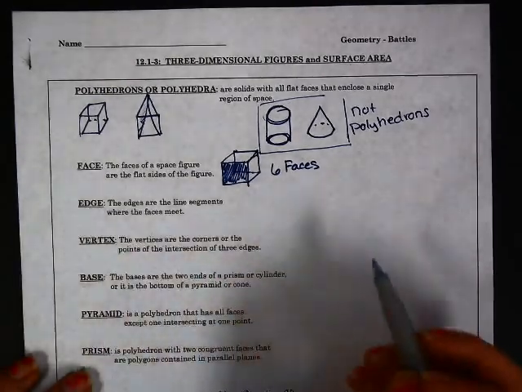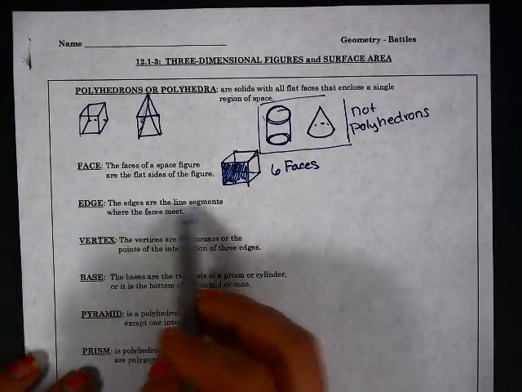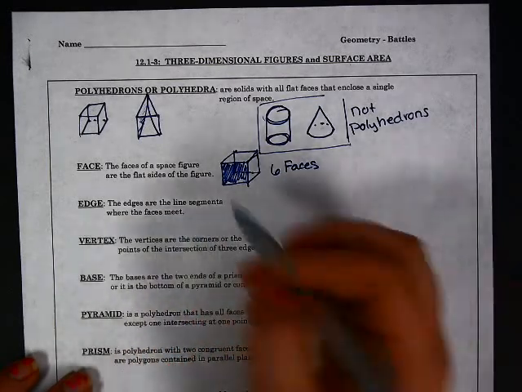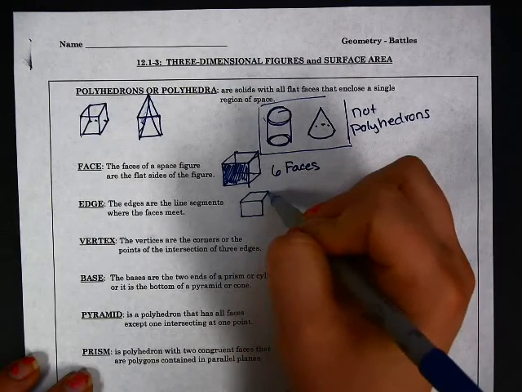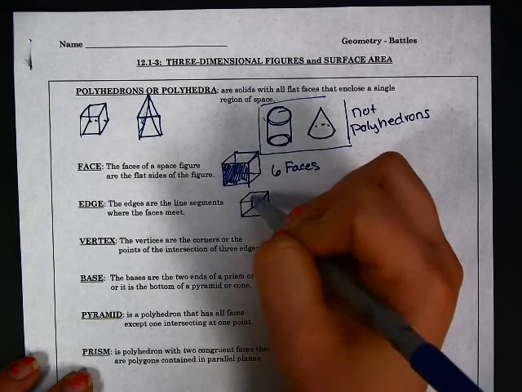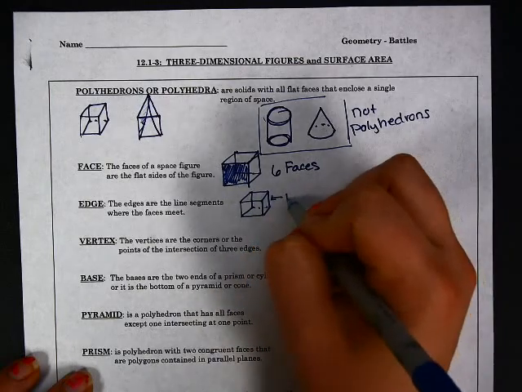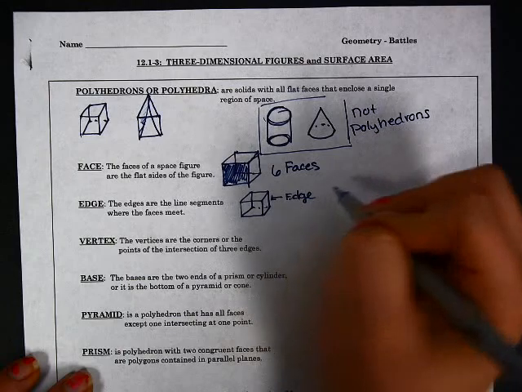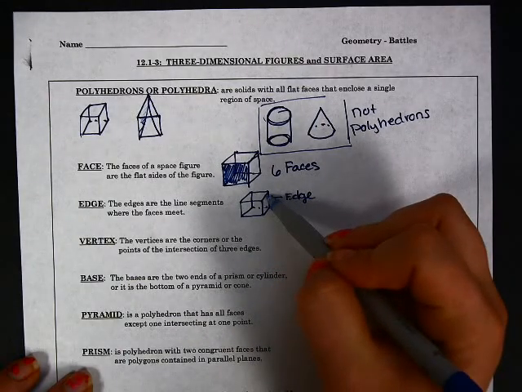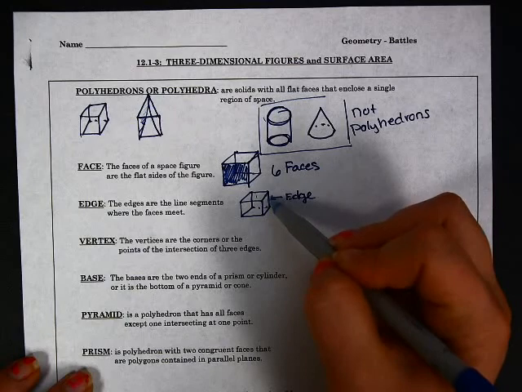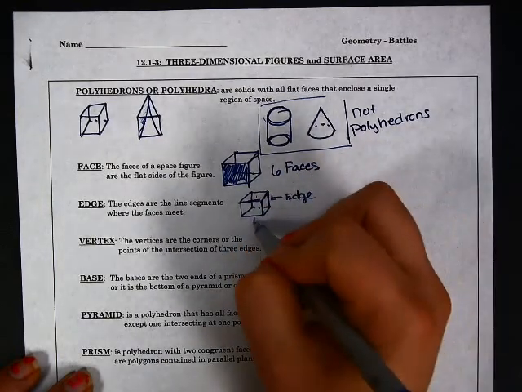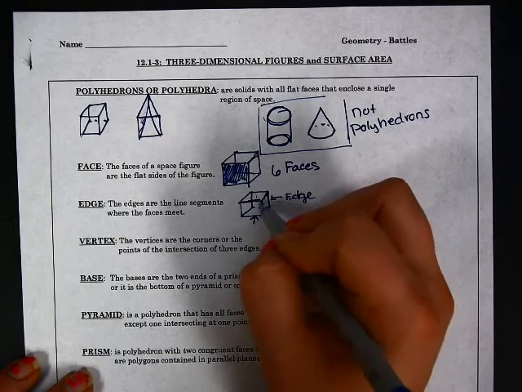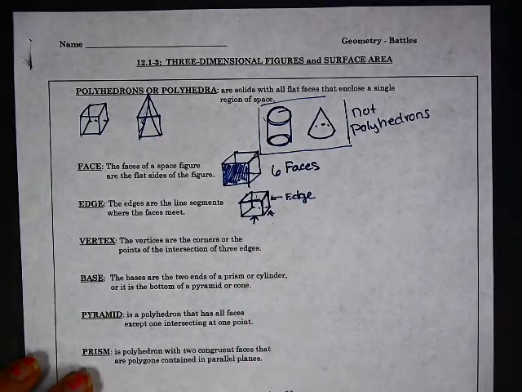An edge is a line segment where the faces meet. So in my cube, this line right here is an edge, because this face and this back face right here, when they intersect, when they meet, they form a line. See that? So this is an edge, that is an edge. All of these line segments here are edges.